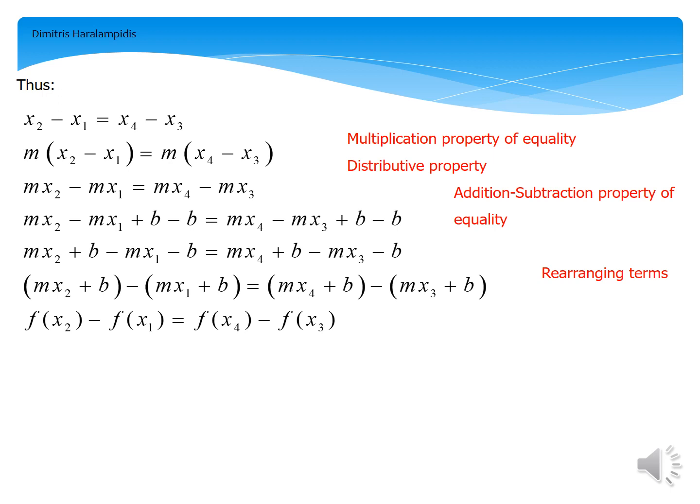The first bracket, mx2 plus b, is actually f of x2. The second bracket, mx1 plus b, is actually f of x1. And so on, we come to the conclusion that f of x2 minus f of x1 is equal to f of x4 minus f of x3, which is what we needed from the beginning. So, once again, equal differences in the x values correspond to equal differences in the y values.